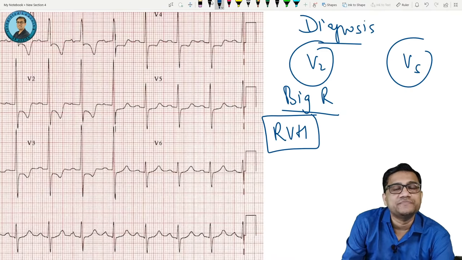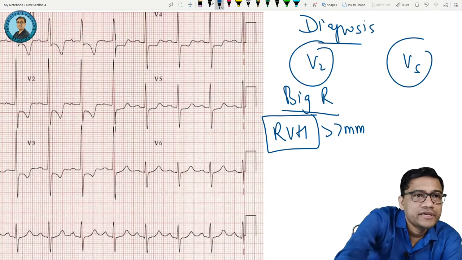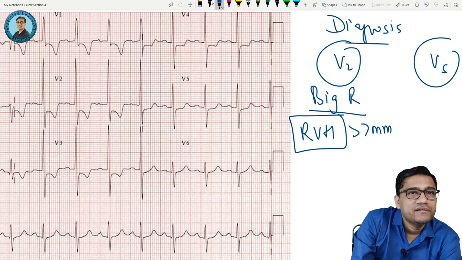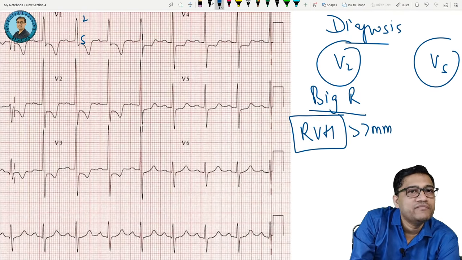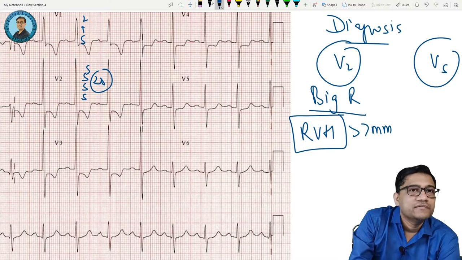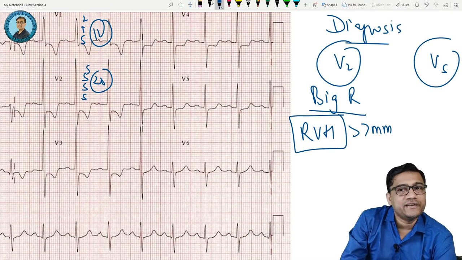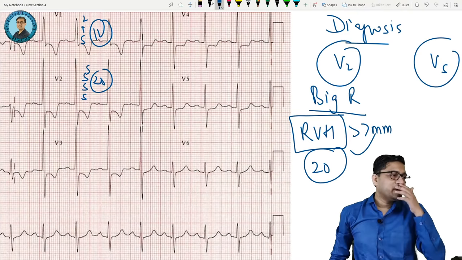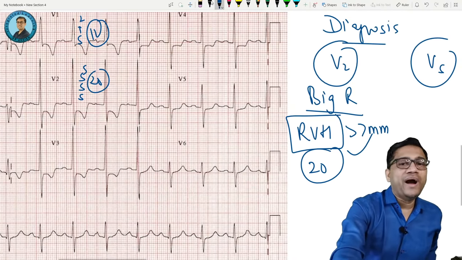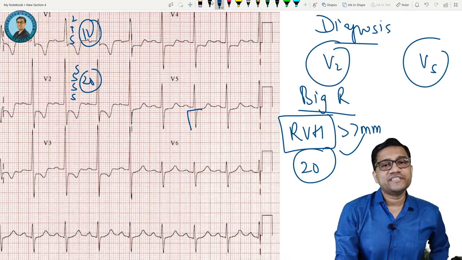We are suspecting what? RVH is the suspicion. What are the criteria? More than 7 mm. Shall we count? Okay, let's do it, come. V1, V2. 5, 5, 12. Yes or no? So it is 12. Yes. Okay. Here, even 20. 5, 5, 5. It is 20. So is it clear? It is 20. So it is what? Confirm right ventricular hypertrophy.